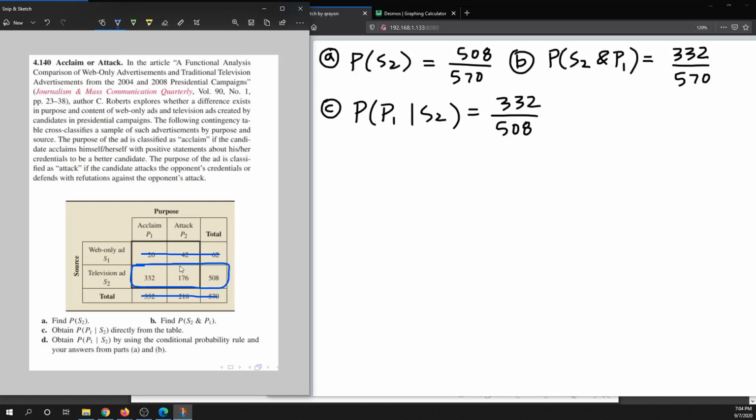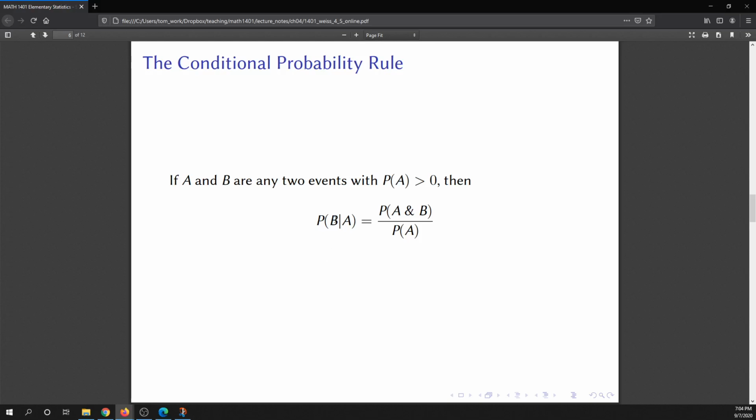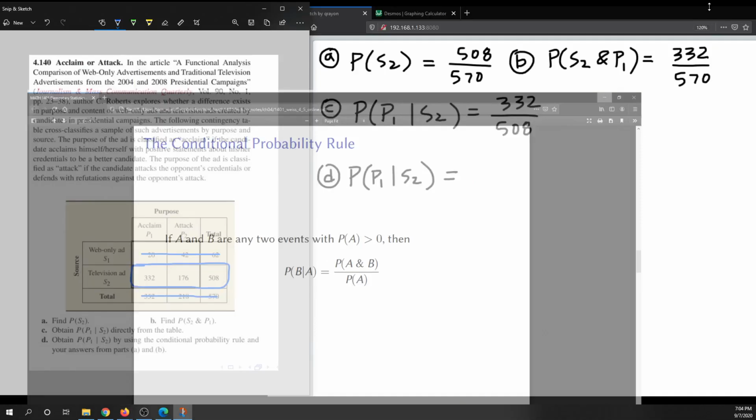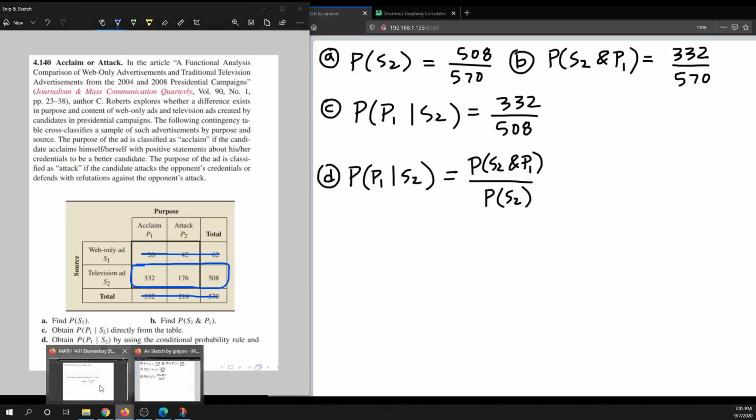All right, now in part D, they want us to calculate the same probability, the probability of P1 given S2, by using the conditional probability rule. So let's go back and take a look at the conditional probability rule. It looks like this. We have the probability of B given A, and that's going to be the probability of A and B over the probability of A. So in our case, P1 would be playing the role of B, and S2 would be playing the role of A. Going straight by that formula, on the bottom would be the probability of S2, and on the top would be the probability of S2 and P1. So we are using exactly this rule right here.